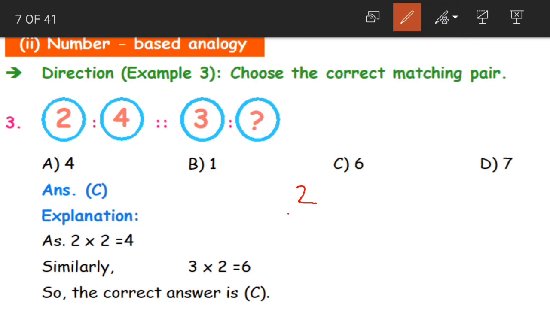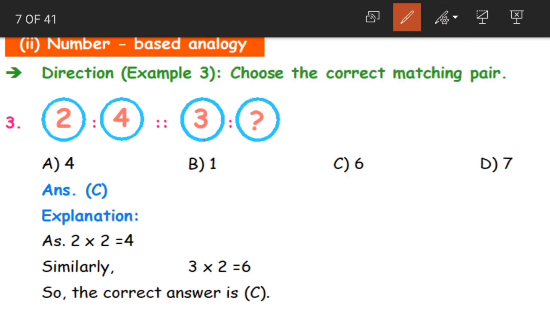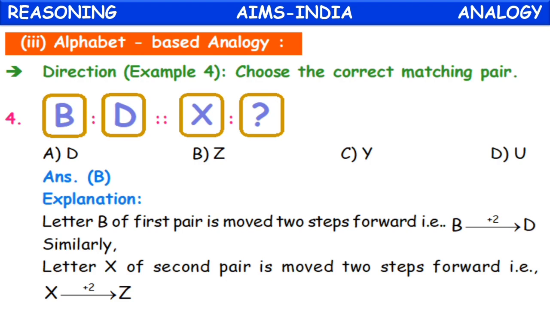You might think we get 2 plus 2 is also equal to 4. Yes, okay, if we consider this relationship between the first two numbers, now if I add, what did we do in the first pair? Adding 2. So if I add 2 to our 3 as well, we'll get 3 plus 2, 5. Is 5 in the given options, children? No, we do not have 5 in the given options. That means it is not the correct relationship. What is the correct relationship? 3 into 2 is equal to 6. Option C, 6 will be our correct answer.